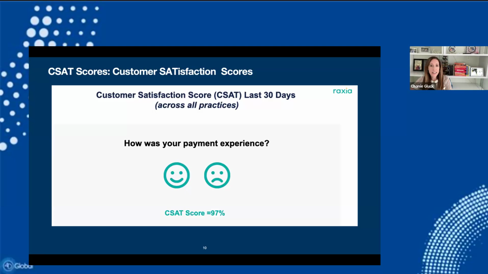Okay, talk to us about CSATs. Yeah, so they measure the results. They measure if patients were happy with their experience, and there's a 97% score of patient satisfaction.